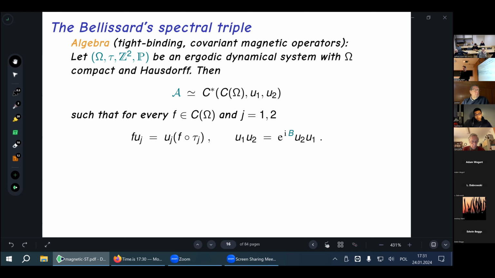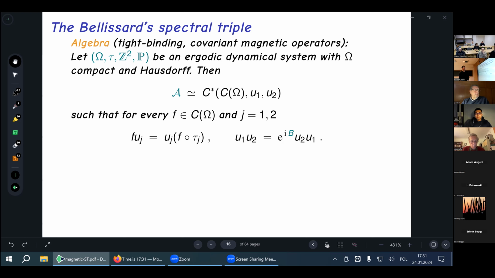And what is P? It is an ergodic measure with respect to the action. Omega admits measures. P is an ergodic measure, in some sense an invariant measure, and it is ergodic. Okay, once I have this rule, I know how to multiply these elements. I can cook up a C-star algebra.